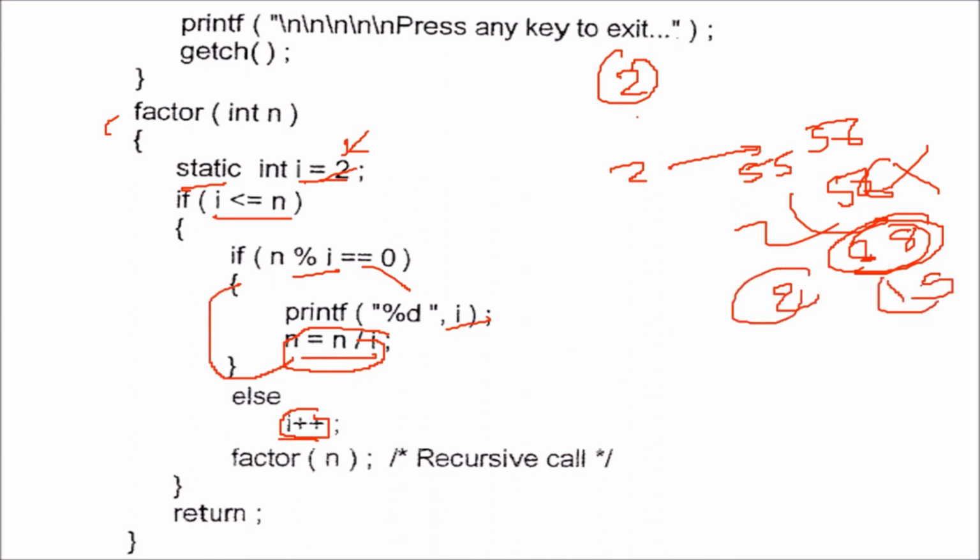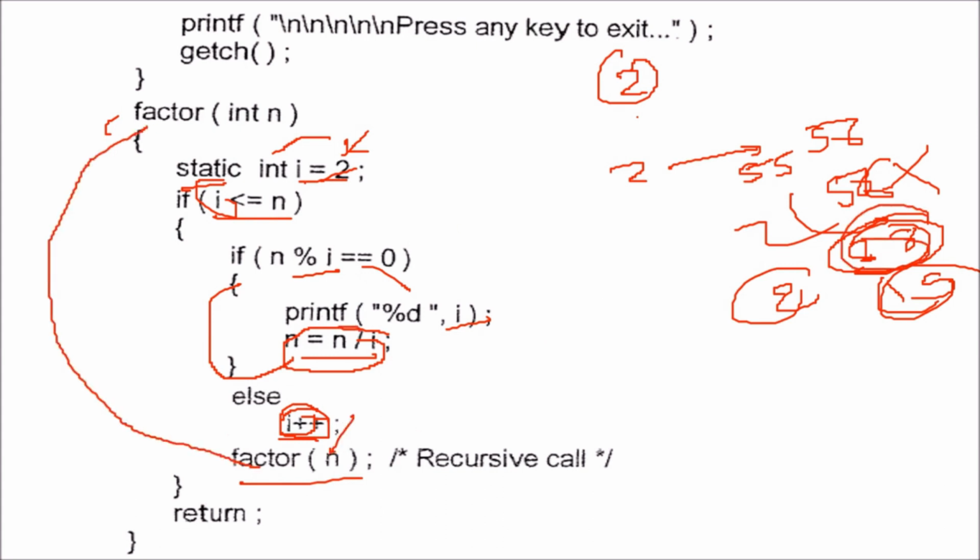And if it is not divisible by C, 19 is not divisible by 3, I increment plus this value. Then again go back. So I have to increment I every time and see whether it is divisible or not till the time I reach the climax. And this is the factor n always calling. This n, now 28 will be passed, and this factor will be again called. So now after doing all this, we get the prime factors.